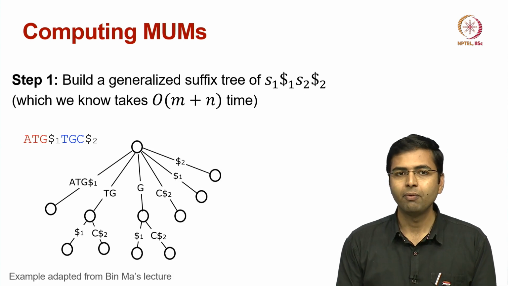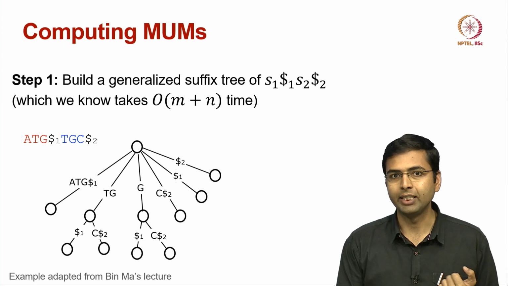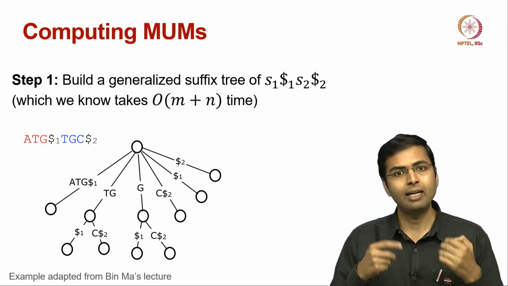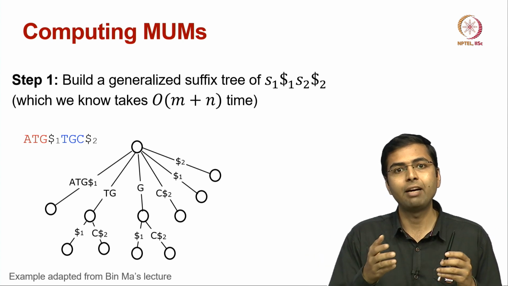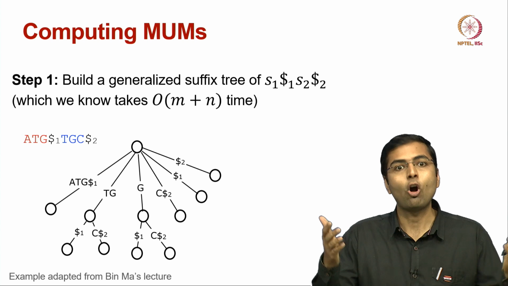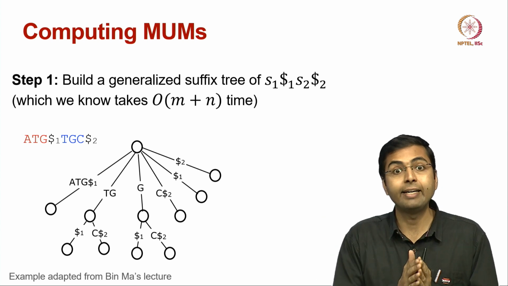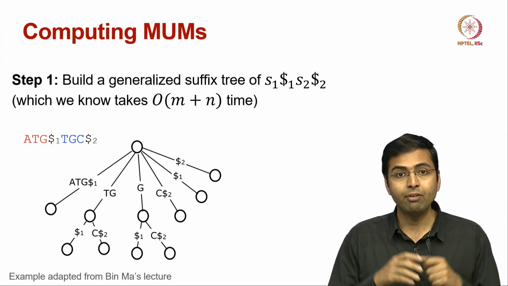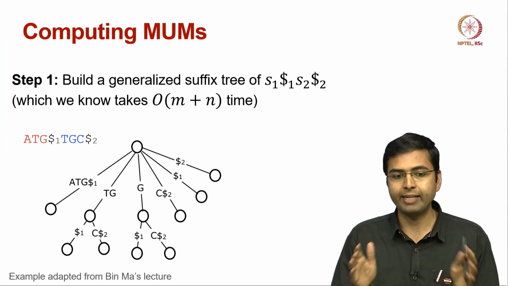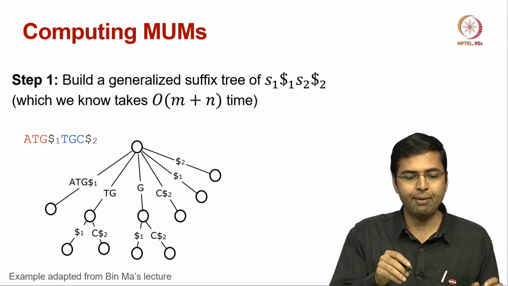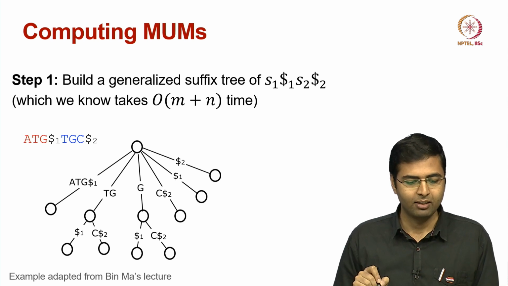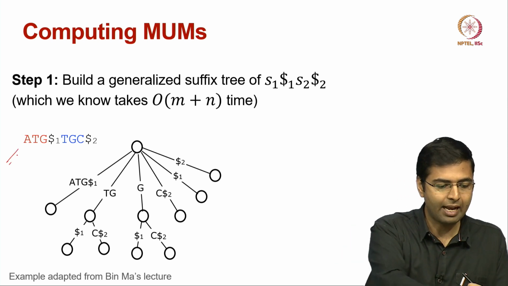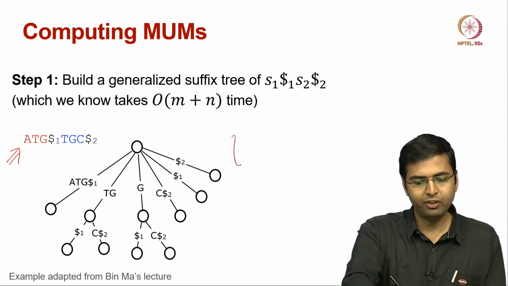The first step, as usual in problems like this, will be to build a generalized suffix tree. Remember that in generalized suffix trees we concatenate the two strings, separated by delimiters, and build a common suffix tree for the concatenated string. And we know that suffix trees can be constructed in linear time, so suffix tree construction can be done efficiently. For example, if I consider this example, then my generalized suffix tree is going to look like this.